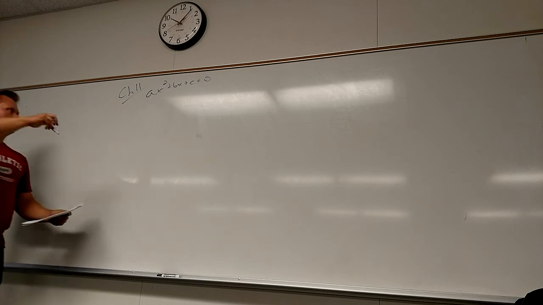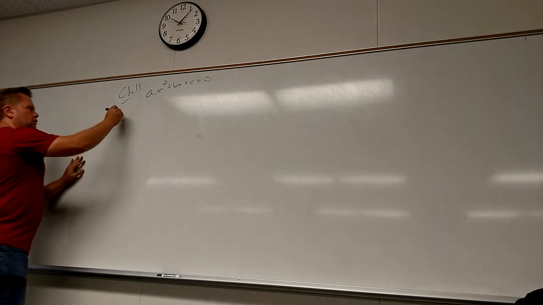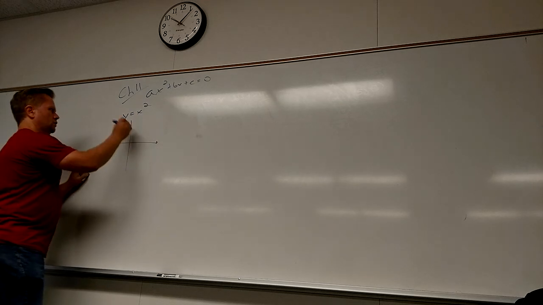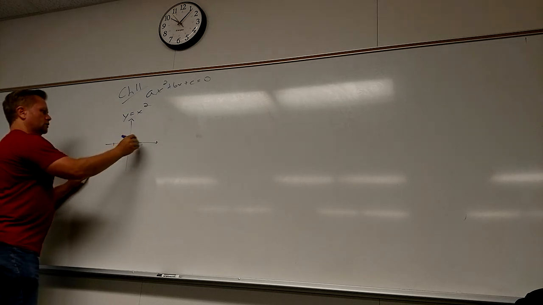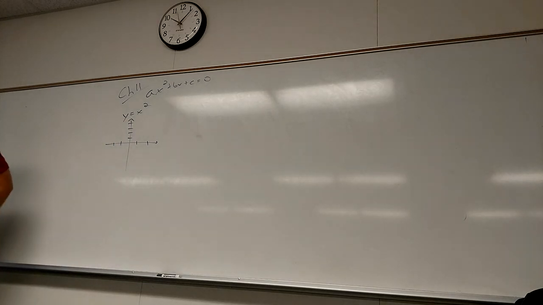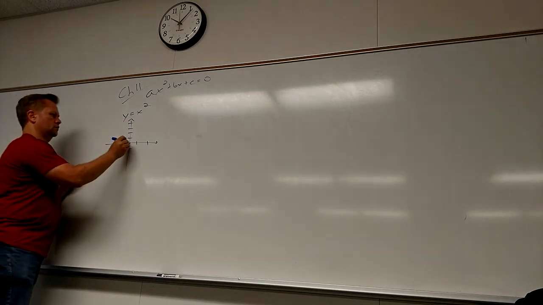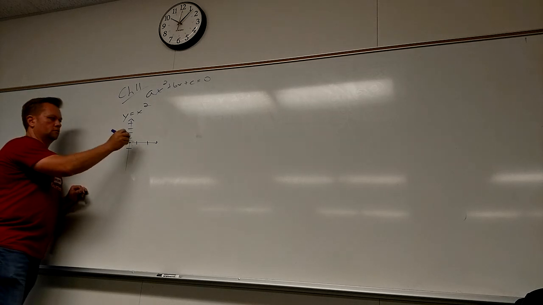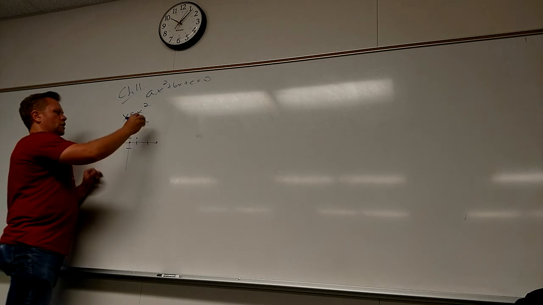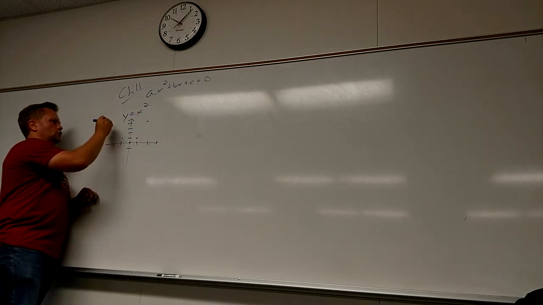So you should know what this looks like when you graph it. Let's do the basic one, y equals x squared. We shouldn't even need a table of values. What's 0 squared? 0. What's 1 squared? 1. What's negative 1 squared? 1. 2 squared? 4. Negative 2 squared?